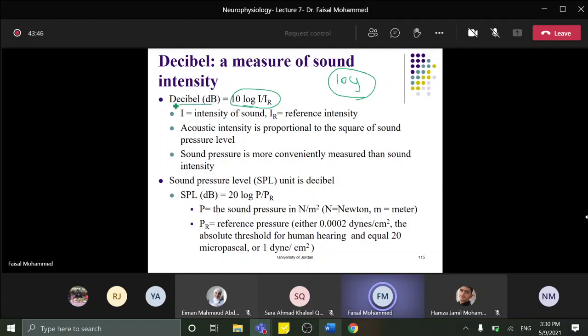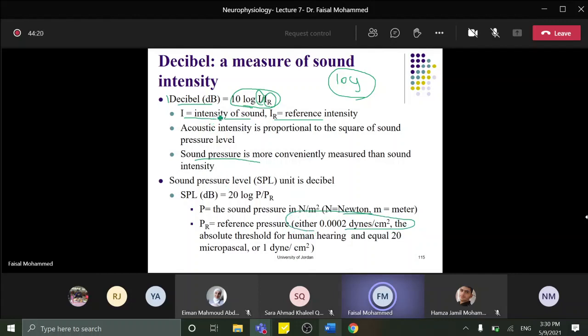For one decibel equal 10 logarithm the intensity of sound over the reference intensity. So here I is the intensity of sound and IR is the reference intensity. It is very hard to talk about intensity because the intensity is measured in terms of dynes and newtons, so it is easier to measure the sound pressure. The pressure is measured in newtons or in pascal or in dynes per centimeter square.